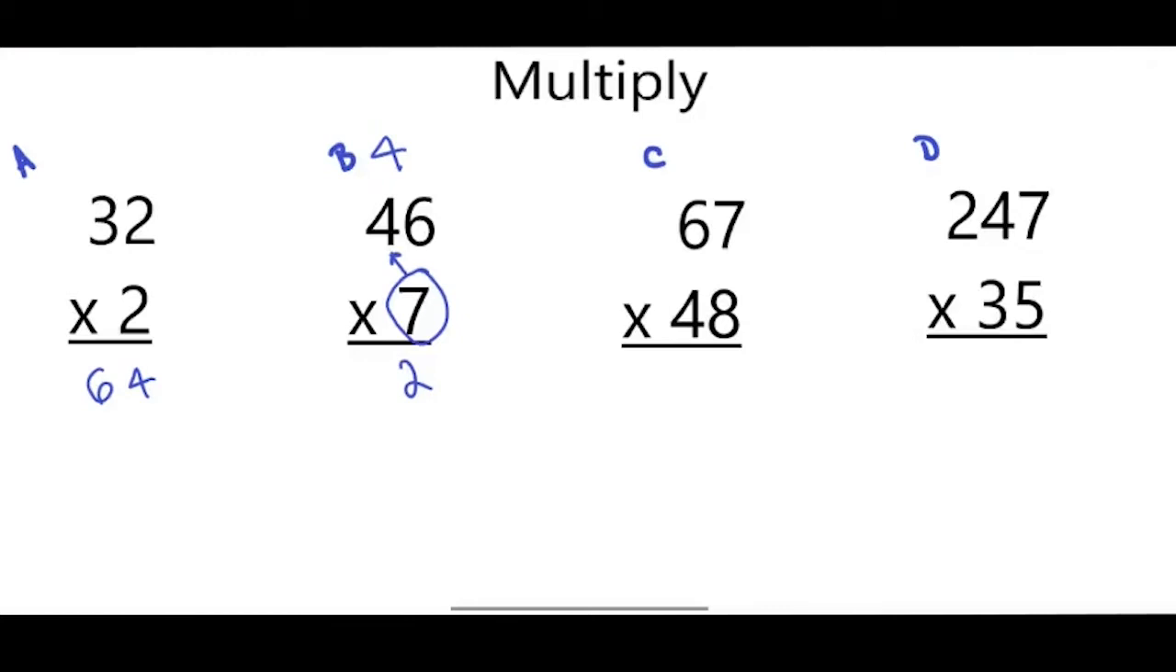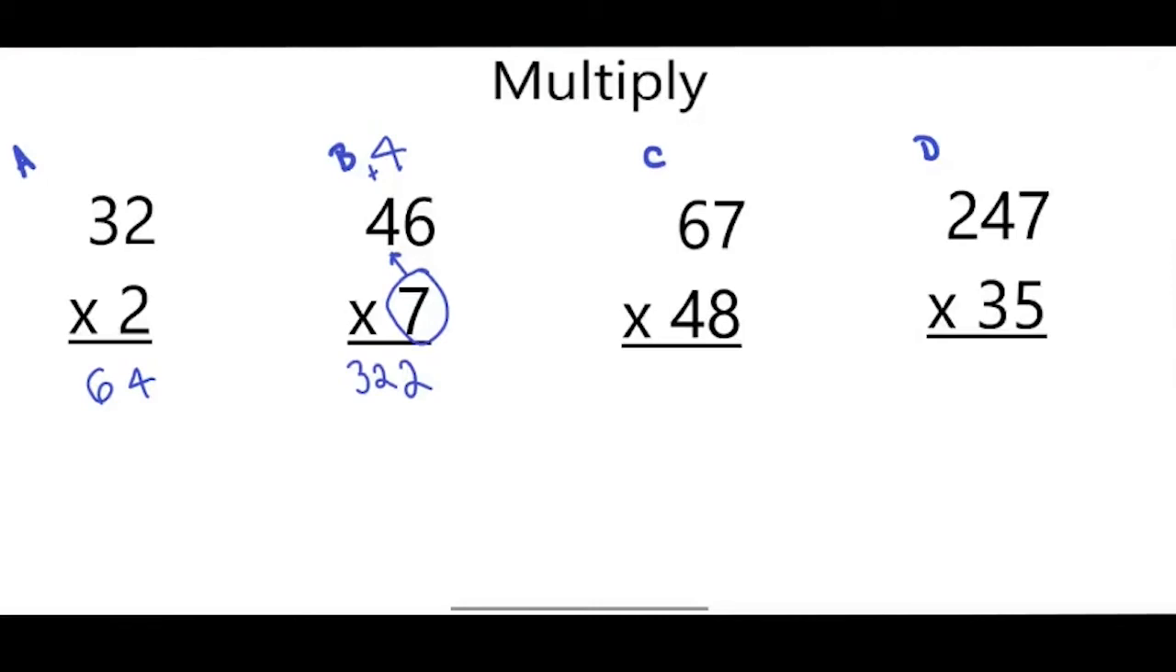Well, 4 times 7 is 28. And then I'm going to add 4 more to it. So it's 28 plus 4, and that's 32. So 46 times 7 is 322.